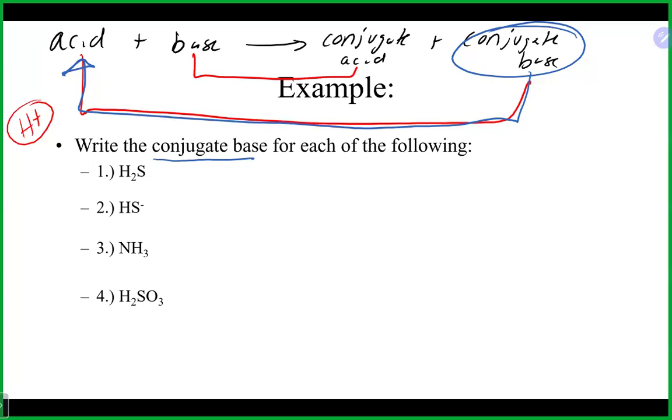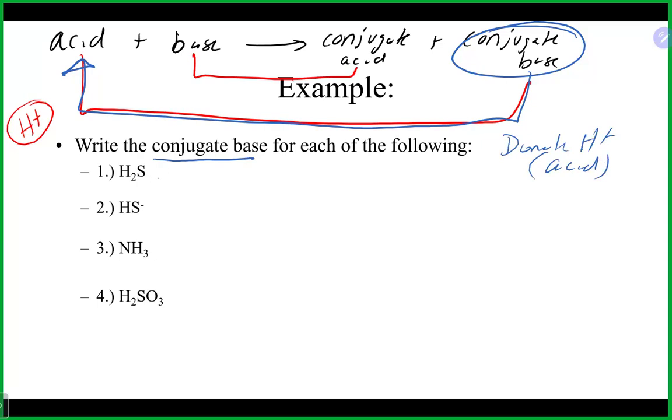And at this point, all you have to do is use the Bronsted-Lowry definition of an acid, which is that an acid should donate an H plus. That's what an acid should do. And that means for each of these, we should take off the hydrogen ion. And that's how we can figure out what we're left with.